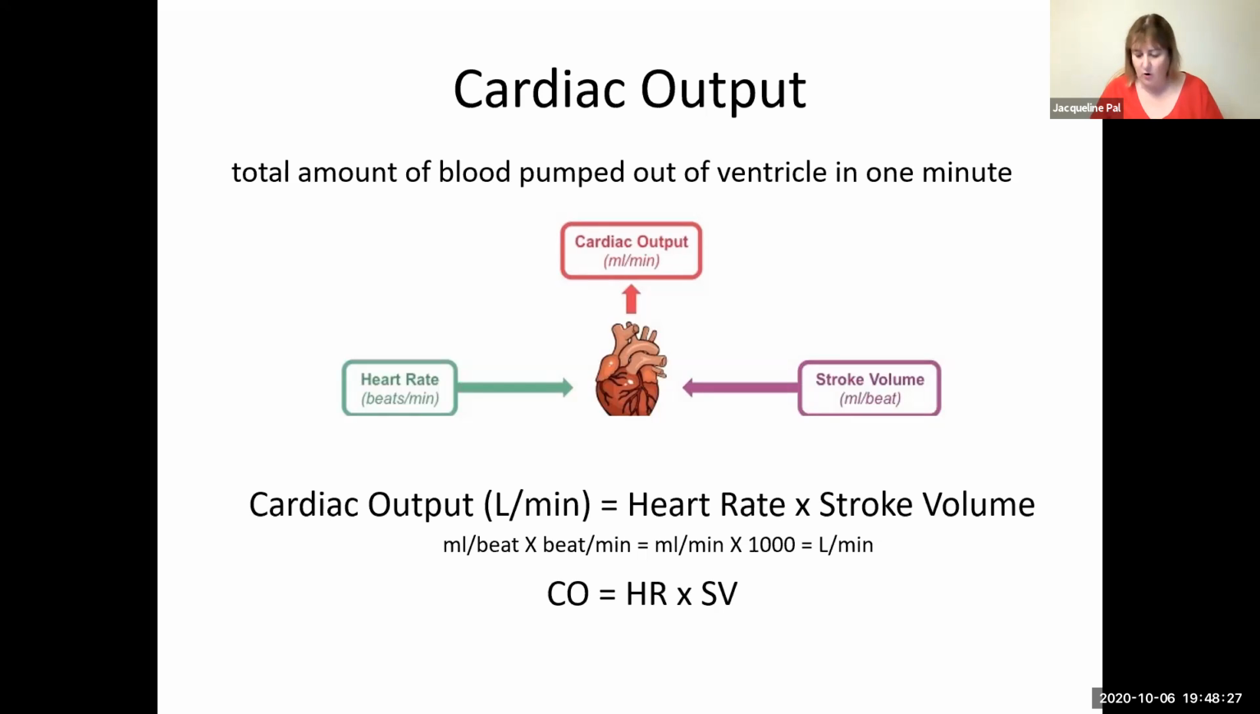So it's really straightforward. Since there are only two major factors that go in, if we increase either of these two things, since we're multiplying them, increasing stroke volume or increasing heart rate will generally increase the cardiac output, but it's not absolute.